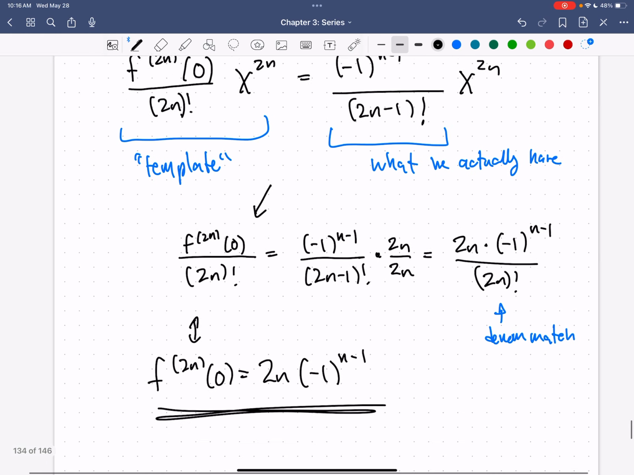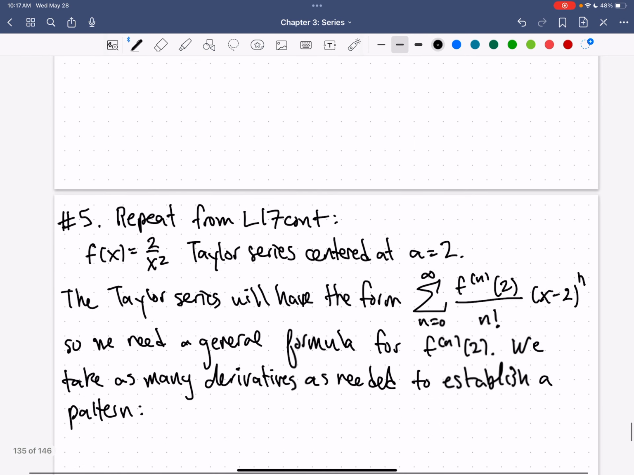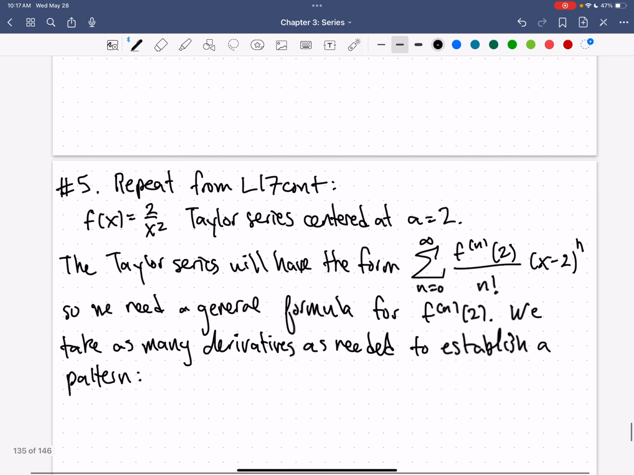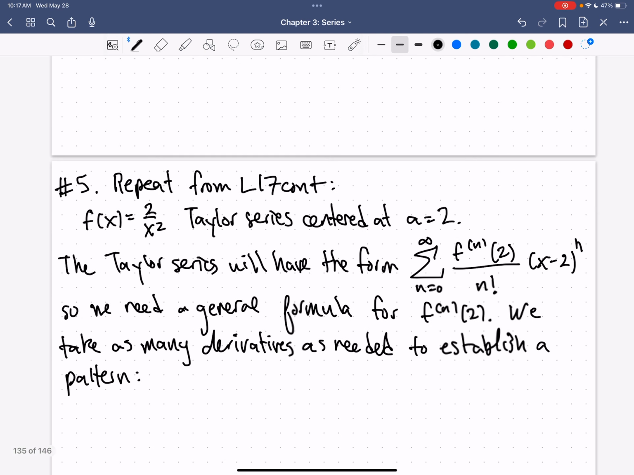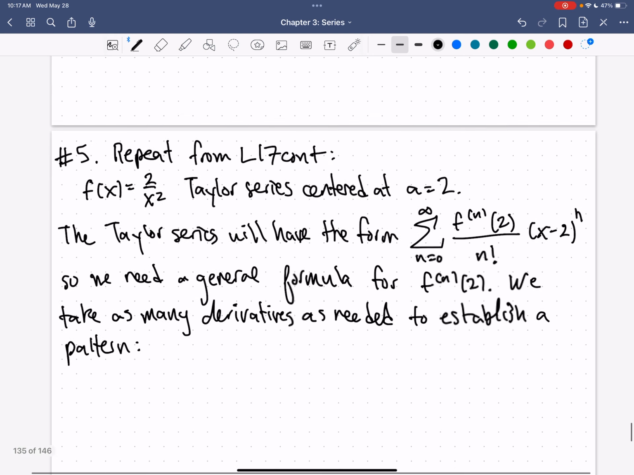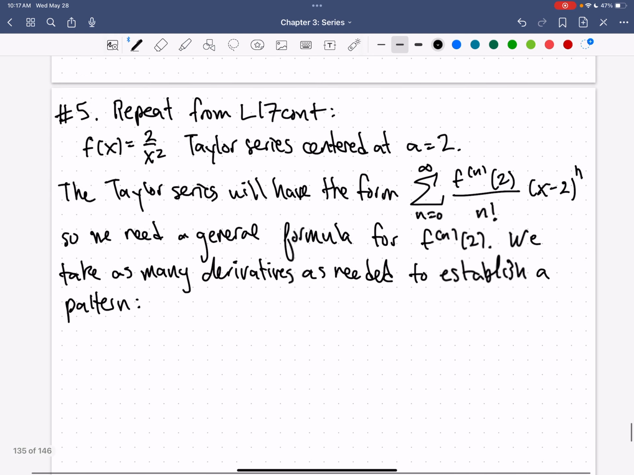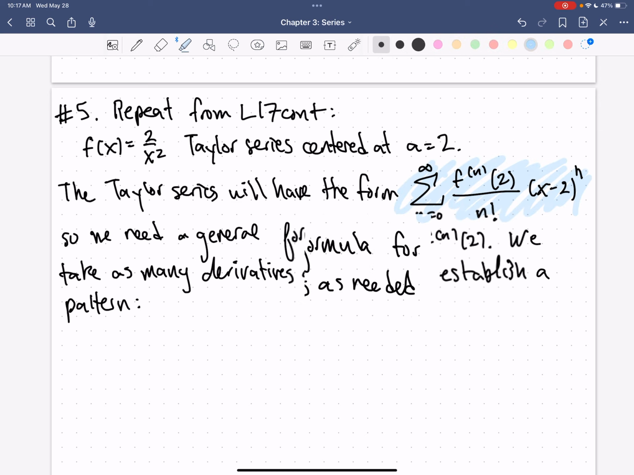Then the last example we didn't get to go through. This is actually a repeat from previously, but I want to go through it again, give you an uploaded version of my explanations basically. So for this one, the function is equal to 2 over x squared, and we want its Taylor series centered at 2. So again, we do know the general format of what the Taylor series will look like.